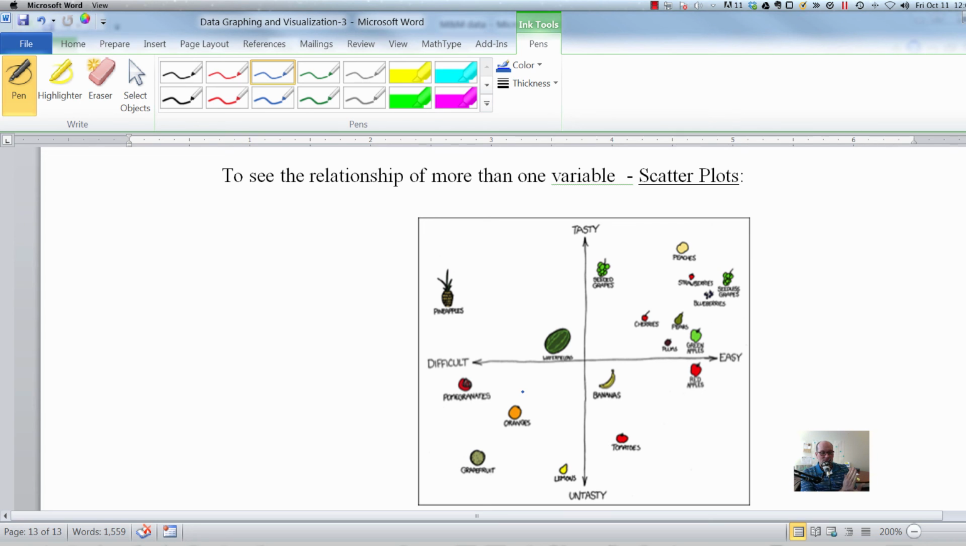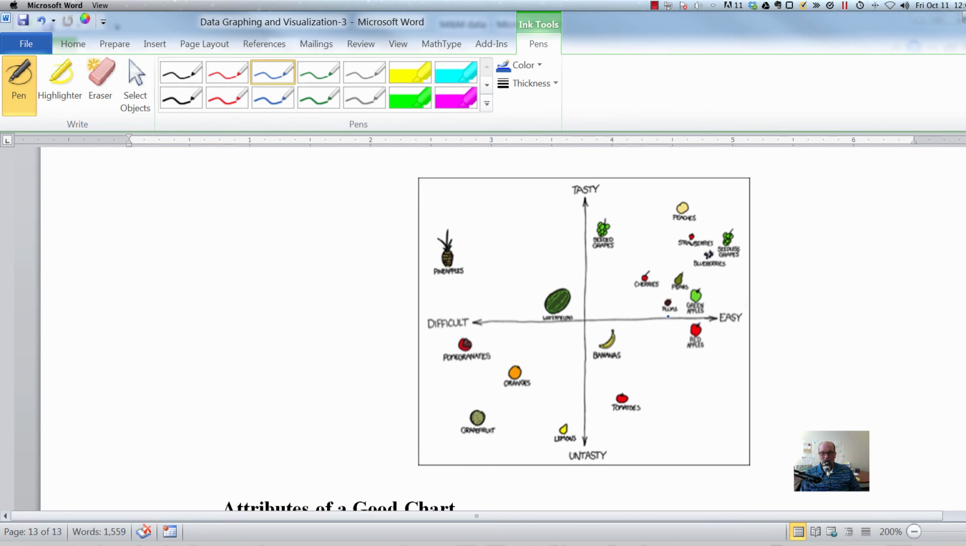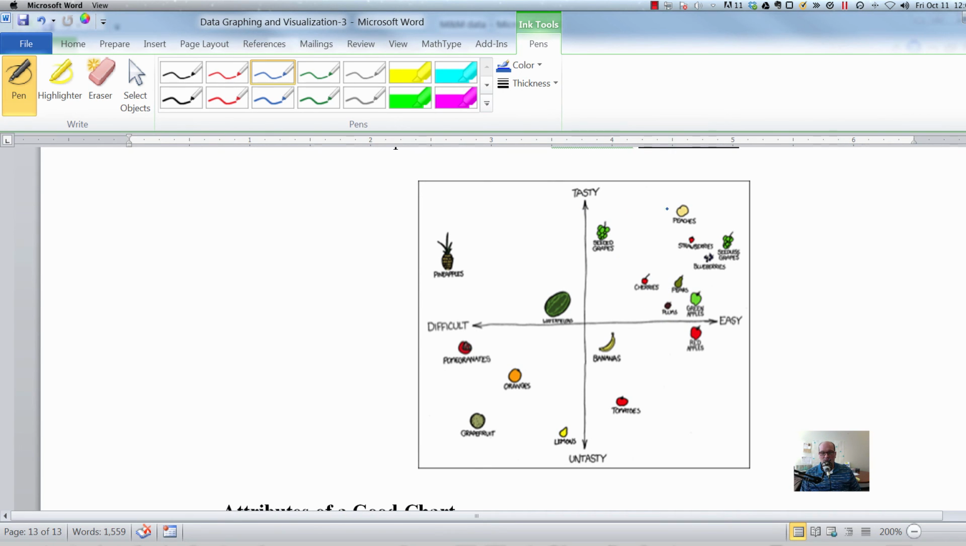So a scatterplot allows us to visually see 2 dimensions. Here's a fun one that I found online. All the points here are different fruits, and this dimension is tastiness. Down here we have untasty, up here we have tasty. And then this x-axis is difficulty. So it's very easy to eat this, I guess, and very difficult to eat this. Over here, closer to difficult, we have pineapples and pomegranates and grapefruits. Kind of difficult to get at. Oranges are less difficult, but kind of difficult. And then, still a little bit on the left side of difficult, we have watermelons and lemons. I'm not sure about lemons, I don't know.